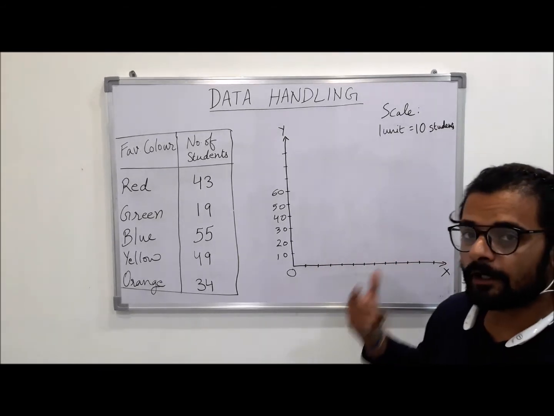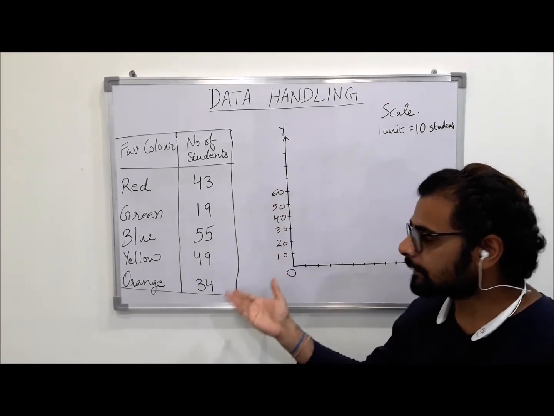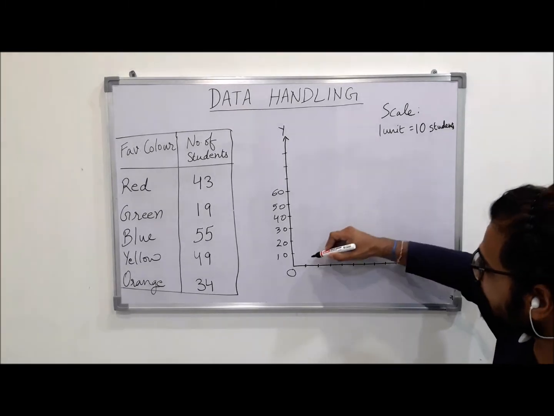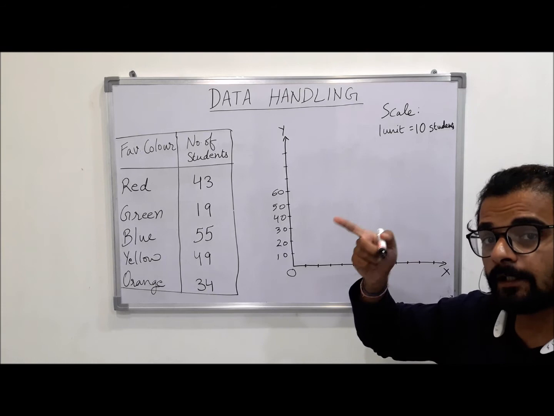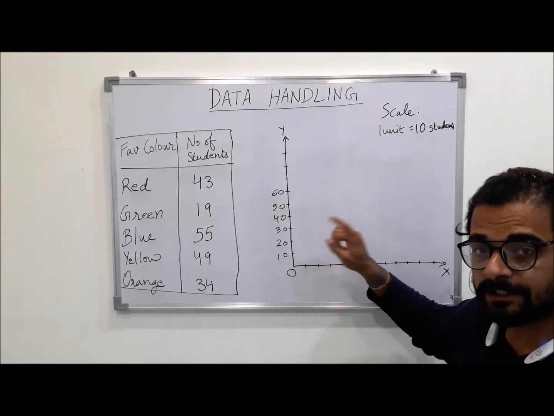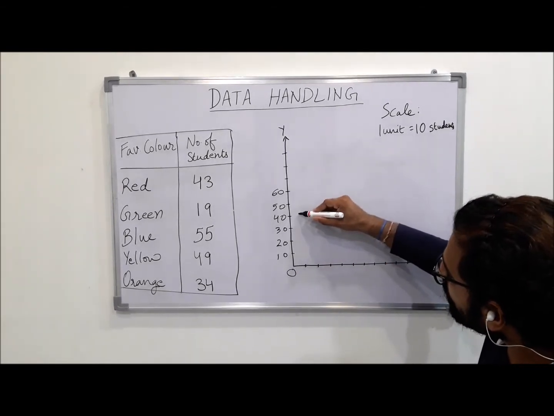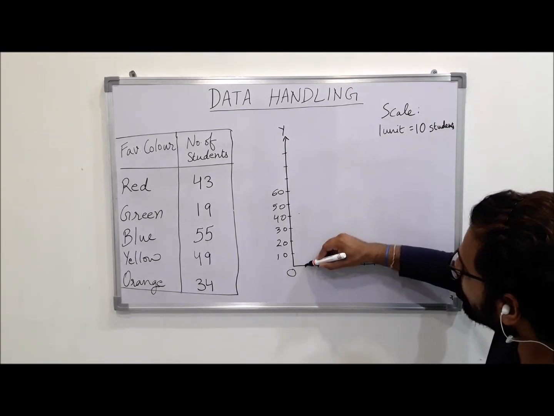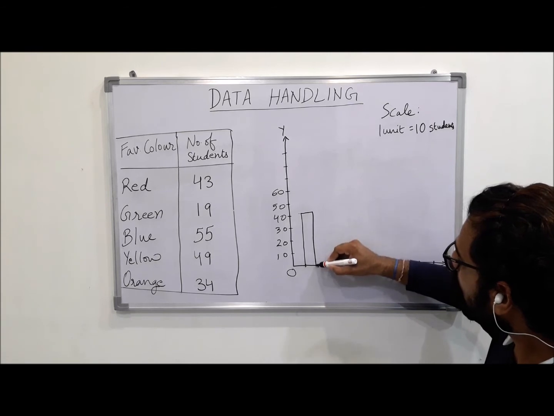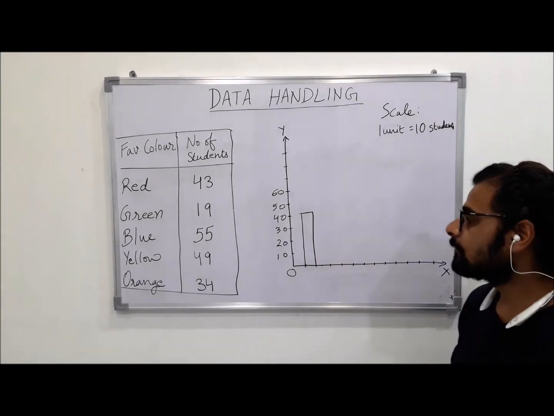Now I will be drawing the bars of length, which are the lengths which are given in this data. Okay, the first one is 43. 43 means 3 divisions more than 40. So each box is 10. So each small division is 1. So this is 40 and 3 more divisions after 40. So this is the bar for the very first color, which is red, 43.